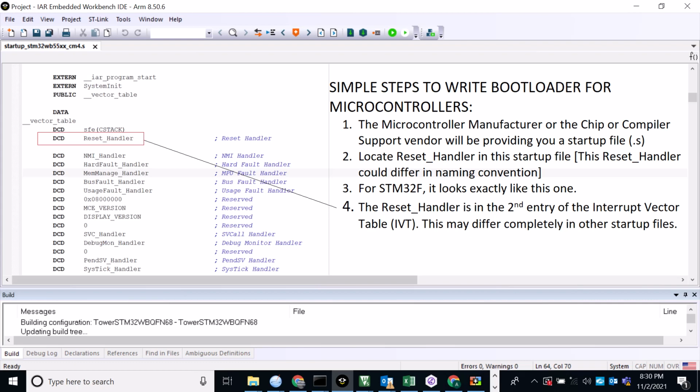3. For STM32F, it looks exactly like this one. 4. The Reset_Handler is in the second entry of the interrupt vector table, IVT. This may differ completely in other startup files.